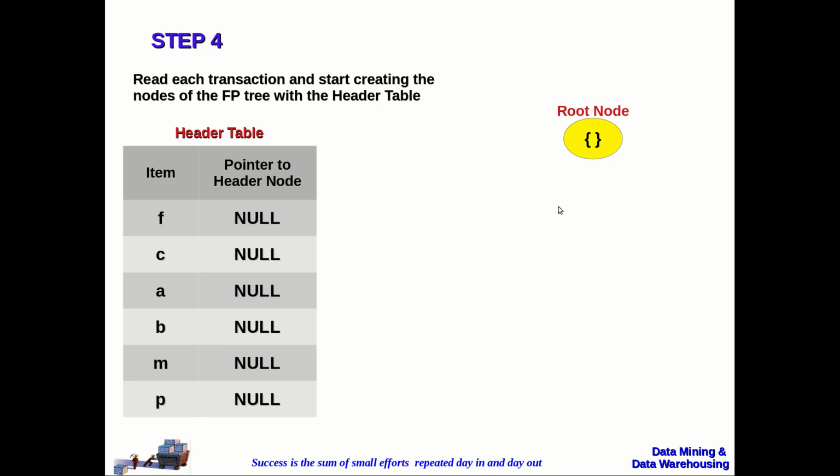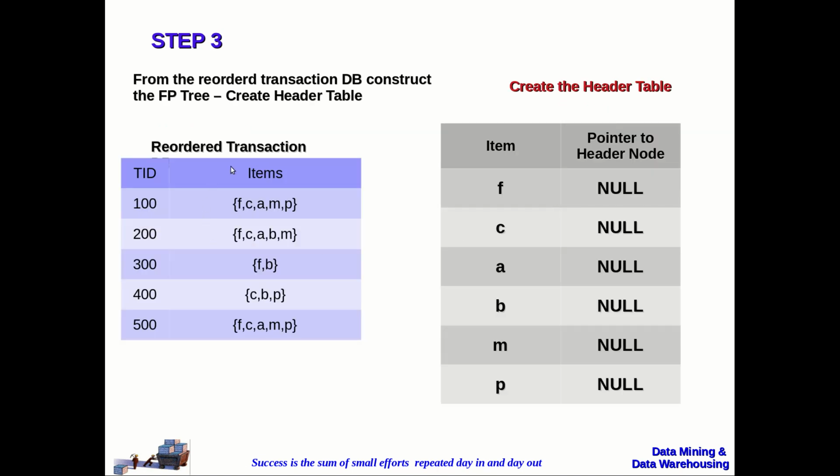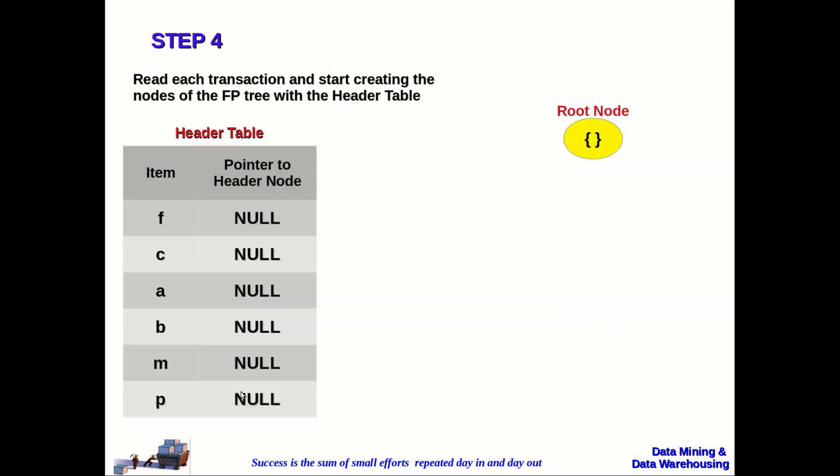Now let us see how we are going to construct the tree. I repeat, the reordered transactions will be considered for constructing the FP tree. We create the header table. All the items will initially have a null pointer in the pointer to header node. So this will be your header table. Along with the header table, we create the tree, with the root node pointing to the item prefix subtree.